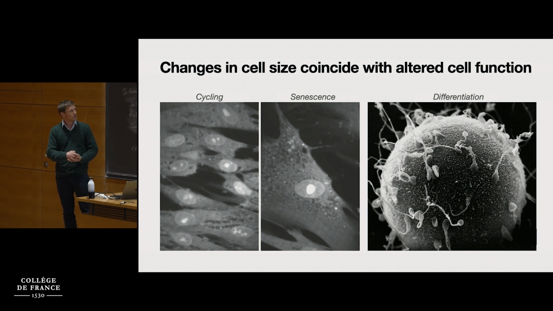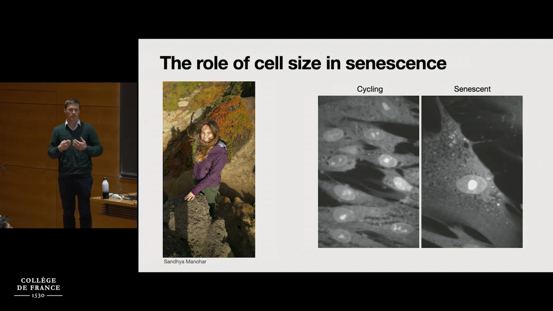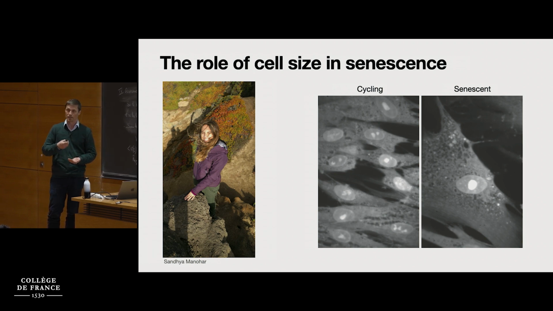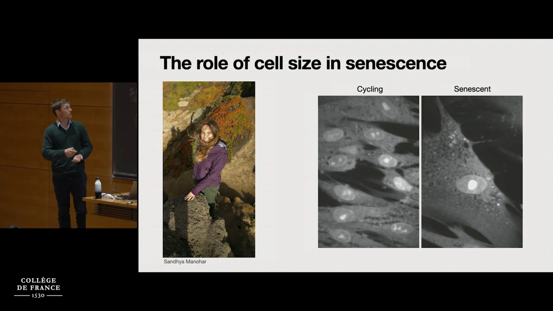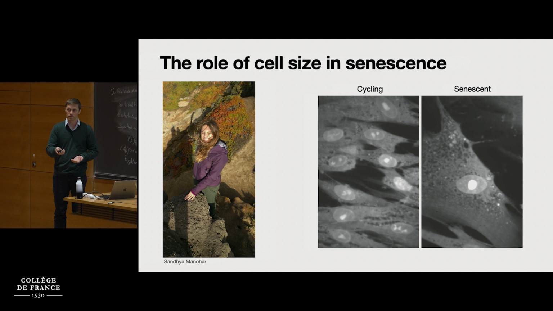And so senescence is actually an important process in which cells permanently lose their capacity to divide, and they start secreting inflammatory cytokines. So these senescent cells actually accumulate in old tissues where they interfere with tissue function. And so we were very interested in the role of increased cell size in senescence, and this is what I'm going to talk about first, is work of Sandhya Manohar, who's a postdoc in my lab.